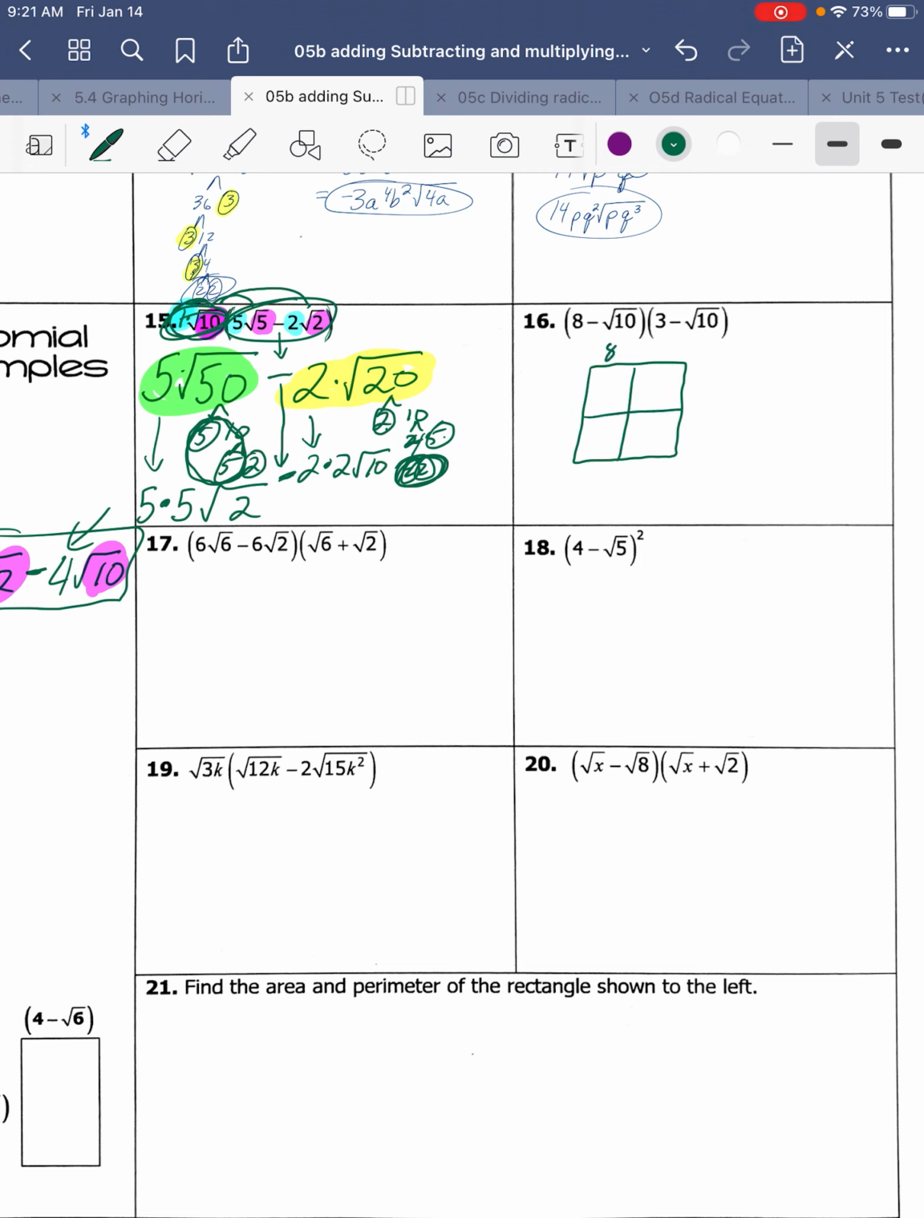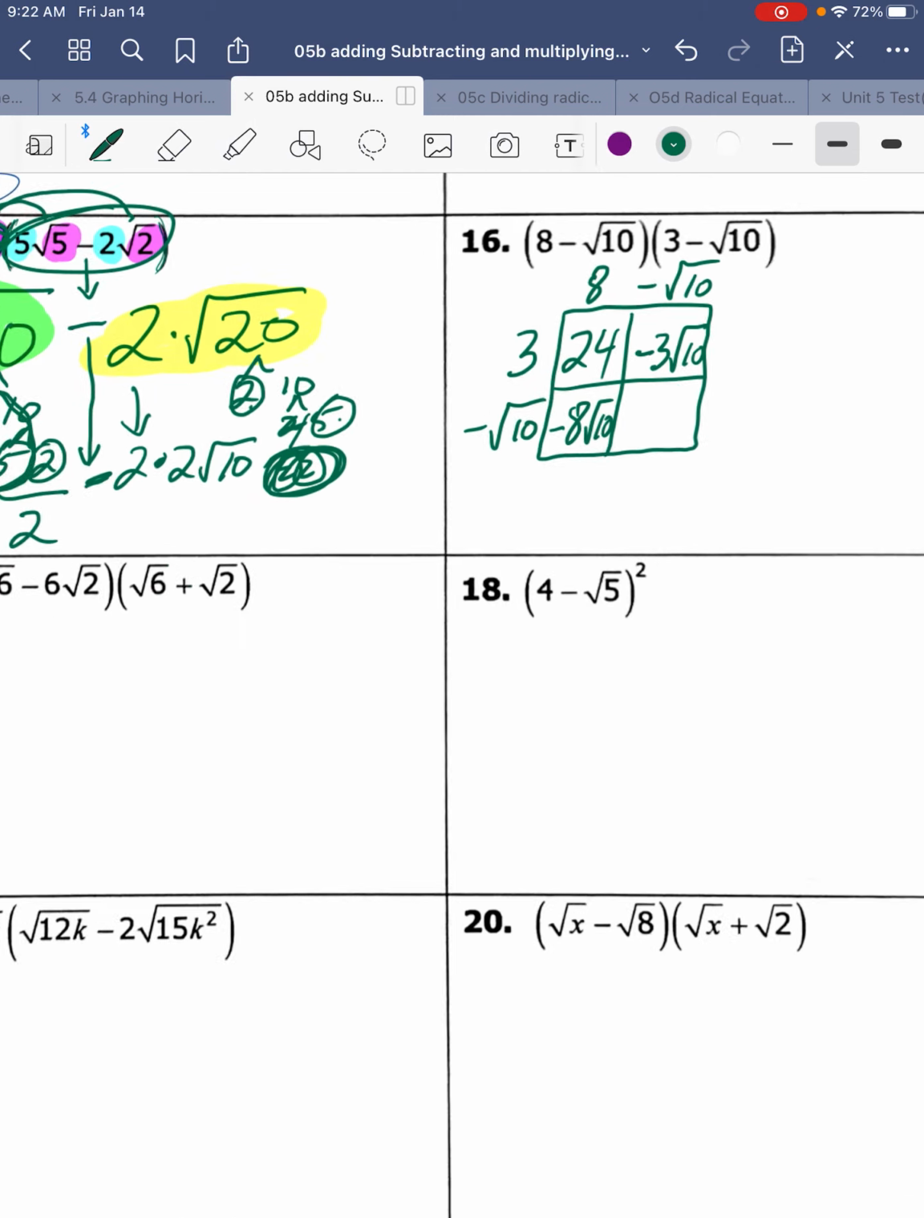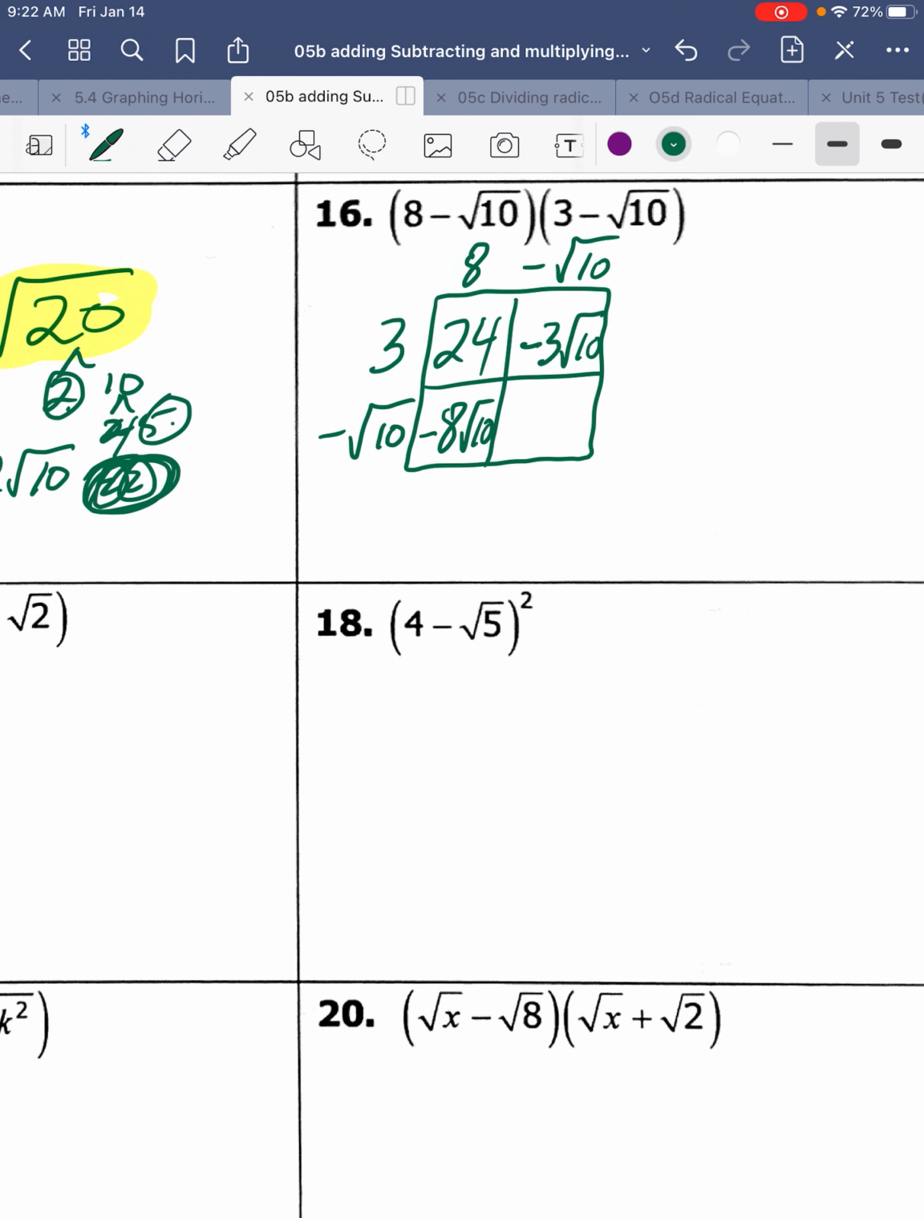And this kind of comes from factoring. So I'm going to put 8 and a negative square root of 10 in the top of this Punnett square, and 3 and a negative square root of 10 on the bottom. We're going to multiply them out. 3 times 8 is 24. 3 times a negative square root of 10 is a negative 3 square root of 10. Negative square root of 10 times 8 is a negative 8 square root of 10. And negative square root of 10 times a negative square root of 10 is a positive square root of 100.